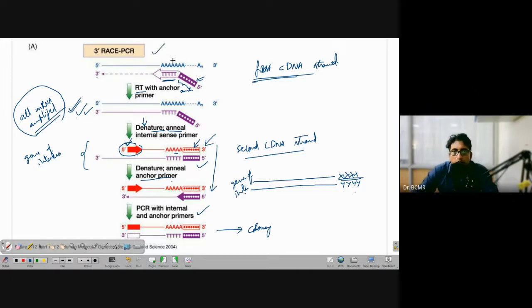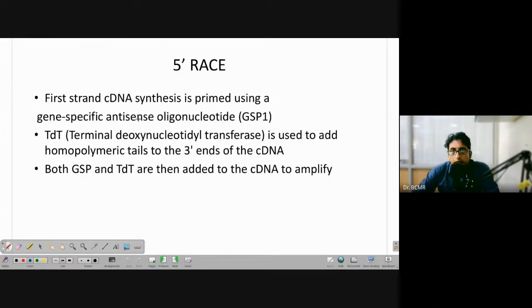It is simple and straightforward, because we already have the information on one side and also on the other side, as we established that we know a small sequence of the gene of interest.